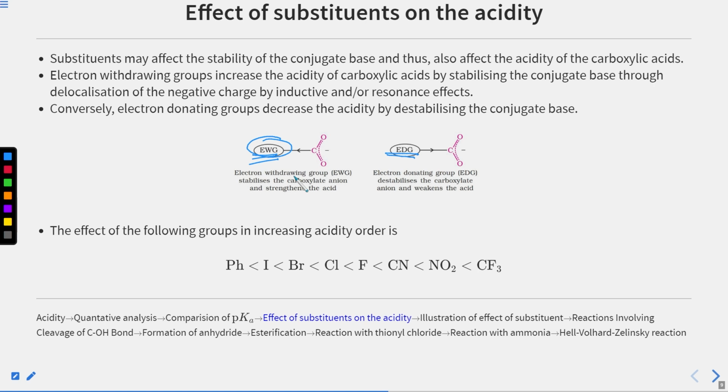Now after the H plus is released, we have a negative charge that is delocalized over carbon, oxygen and oxygen. Although it is delocalized, the negative charge is still a negative charge. It cannot be neutralized with the help of just delocalization. So what do we do? We introduce the electron withdrawing group, which will attract the electron density toward itself and delocalize in a different fashion, but it is still stabilizing that negative charge.